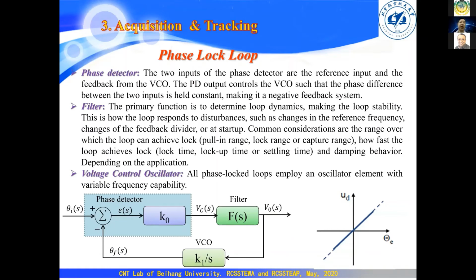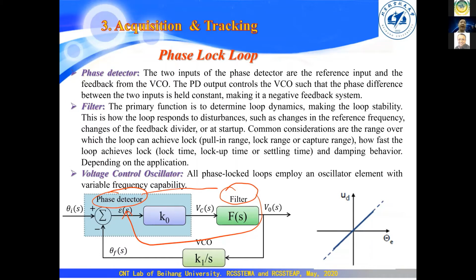The phase lock loop is commonly made of the following parts. The first is a detector, and you will know how much the error is by the phase detector, and then we will use a filter, and then feed it back. So we call it a loop.